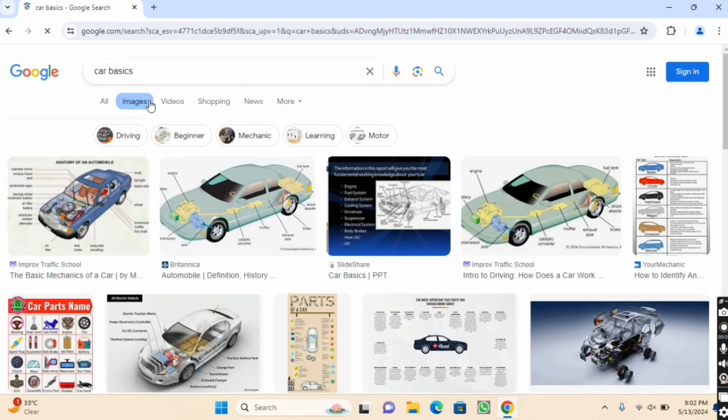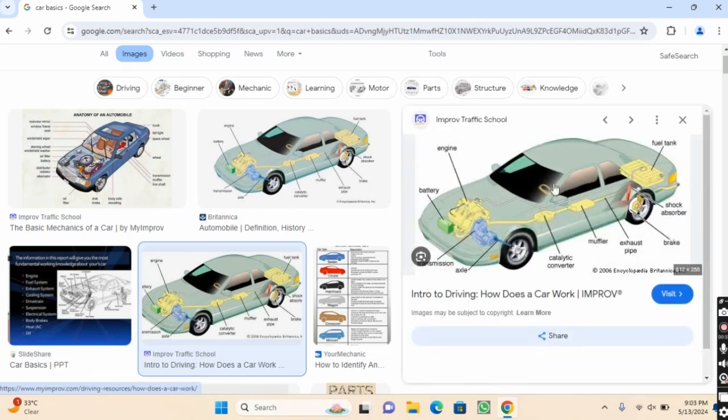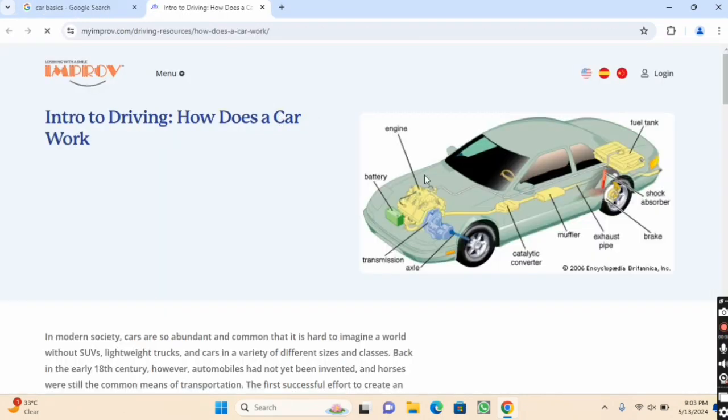So let me go to images and get a suitable illustration. This one, I think it will work. Let me make it somehow bigger. Just a minute. Yeah, perfect.